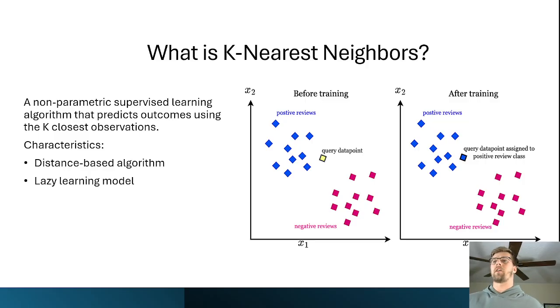K-nearest neighbors is a non-parametric algorithm, meaning it does not assume a specific mathematical form for the model. Instead of learning a global function during training, the algorithm stores the dataset and makes predictions at runtime. When a new observation appears, the algorithm identifies the k closest observations and determines the predictions based on those neighbors.